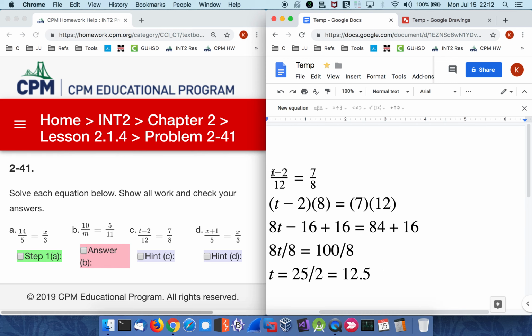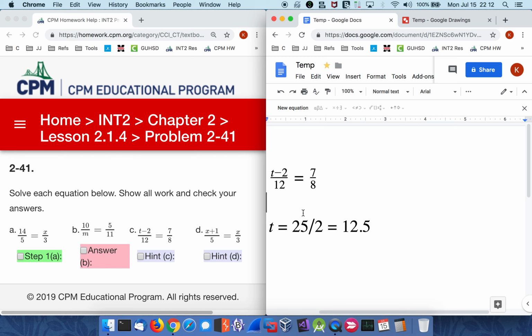All right, so now let's go ahead and check it. So if that's true, then we'd have 12.5 minus 2, and we'd divide that by 12. So take this thing, divide it by 12, should equal 7/8.